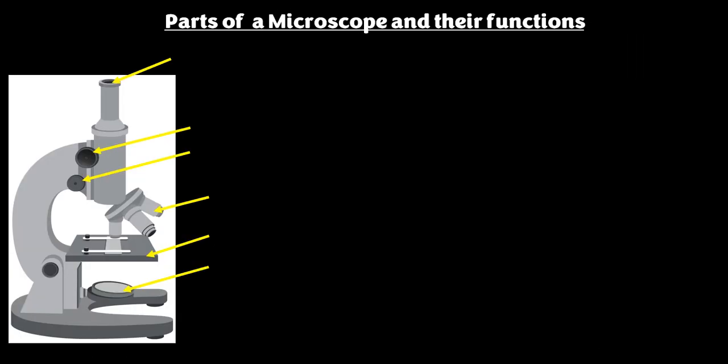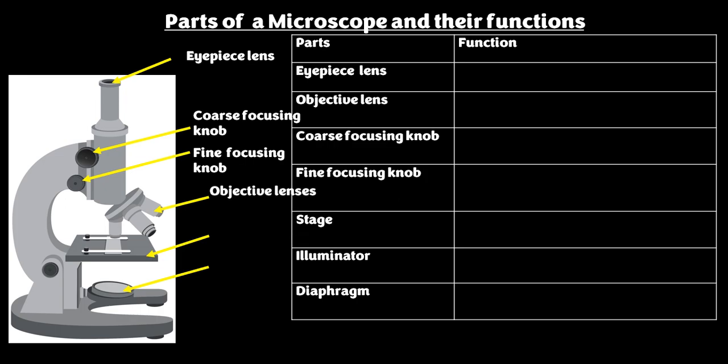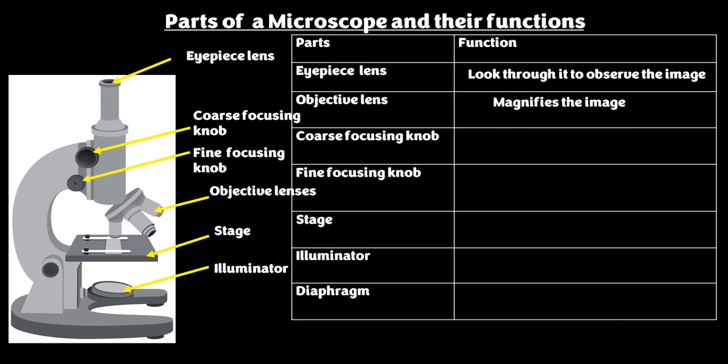Now we look at the parts of the microscope and their functions. Start off by looking at the eyepiece lens, and you come to the coarse focusing knob, the fine focusing knob, the objective lenses, the stage, and the illuminator. The eyepiece lens, you look through it to observe the image. The objective lens magnifies the image.